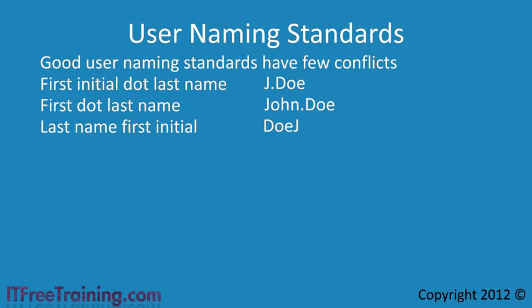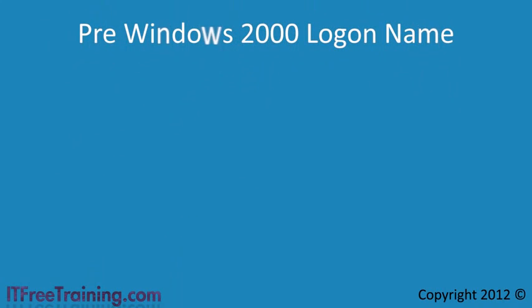For example, if Jane and John Doe both worked for the same company, two of the naming standards here would generate the same login name. In this case, an administrator would need to change one of the logins. A lot of administrators will simply add a number to the end of one of the logins to make them different. When creating a new user, a pre-Windows 2000 login name will automatically be chosen for you.